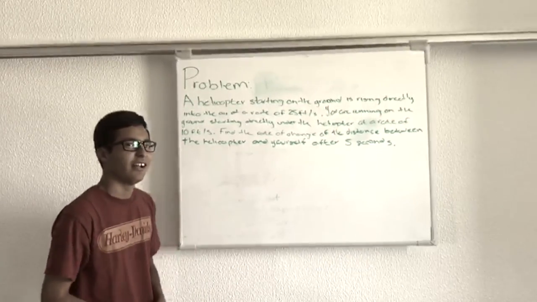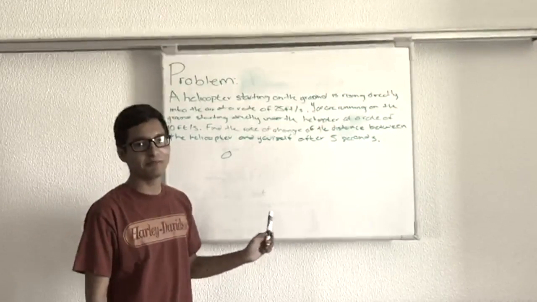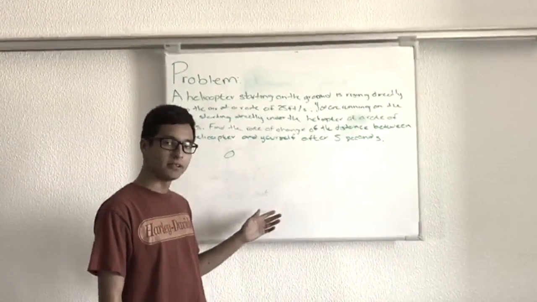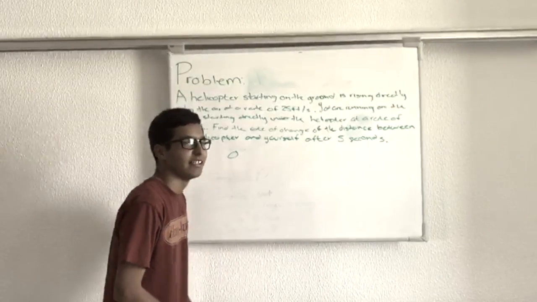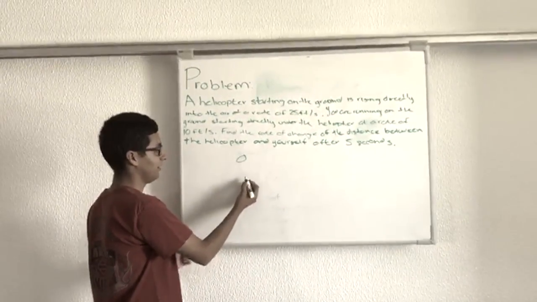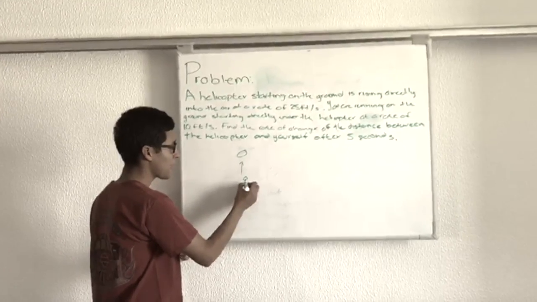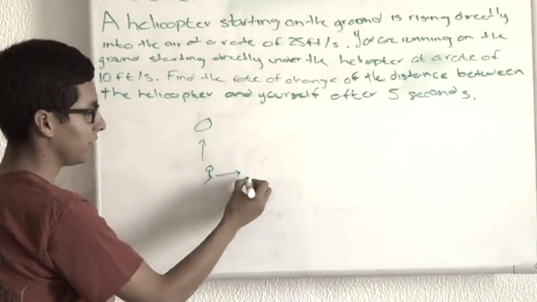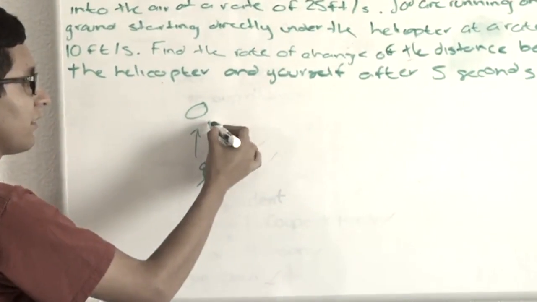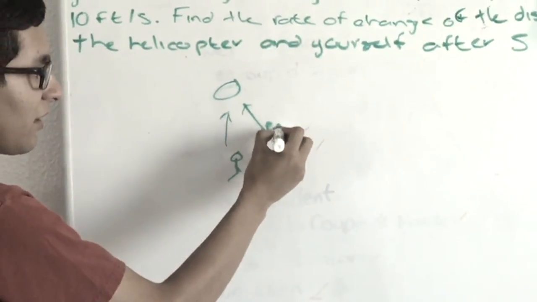This is the problem, and the objective is to find the rate of change between the human and the helicopter after 5 seconds. In this sketch, we can see the helicopter rising up, while the human is walking forward. And here we have the distance, that is the rate of change.